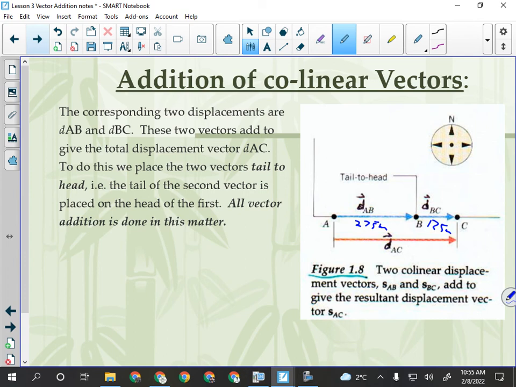So it's important to remember that all vectors are drawn tail to head, and all vector addition is done in that manner. It doesn't matter what vector quantity we're adding, it's always tail to head. Mason, question? You may.